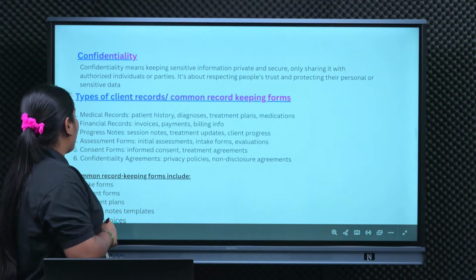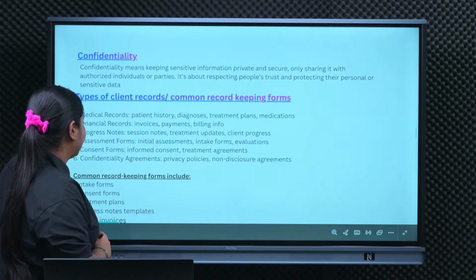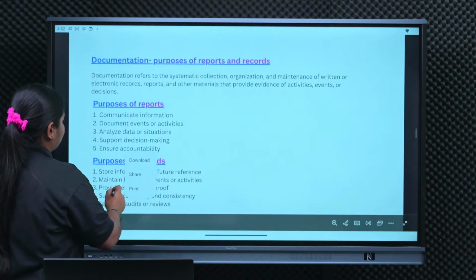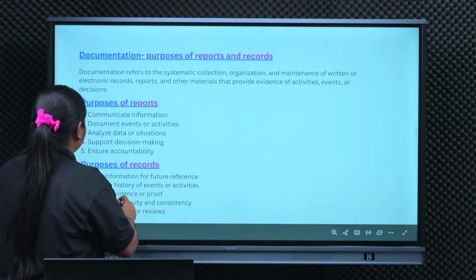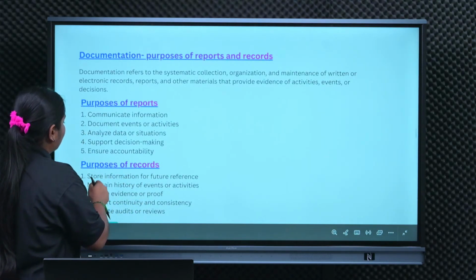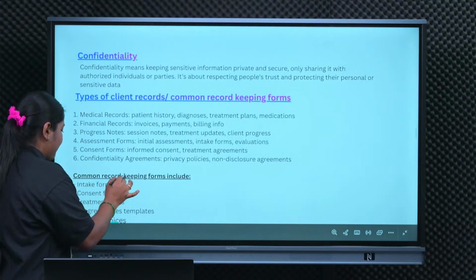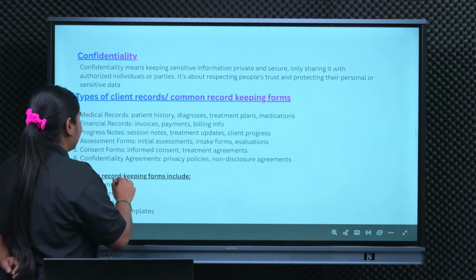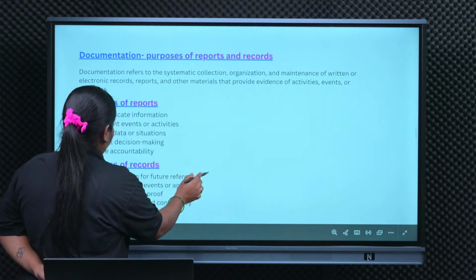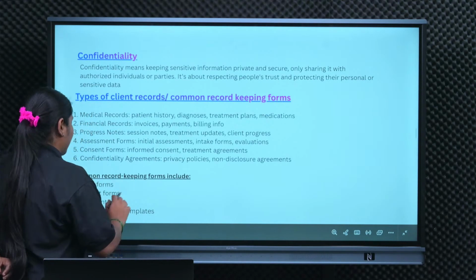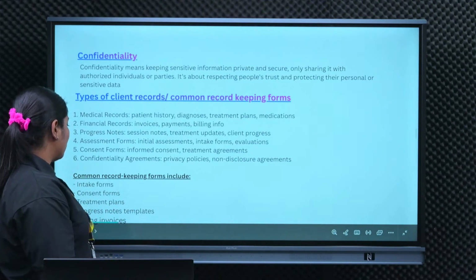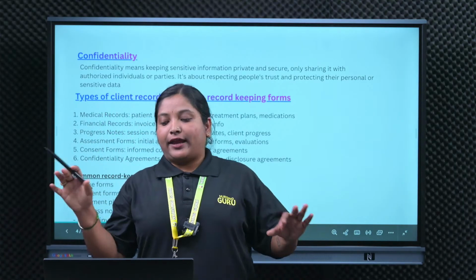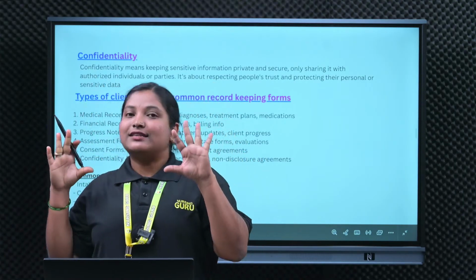Then common record keeping forms include intake forms, consent forms, treatment plans, progress notes, templates, billing, invoices. Okay, so if you take one file of the patient, this much should be there.